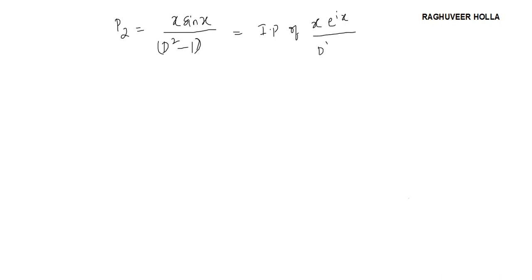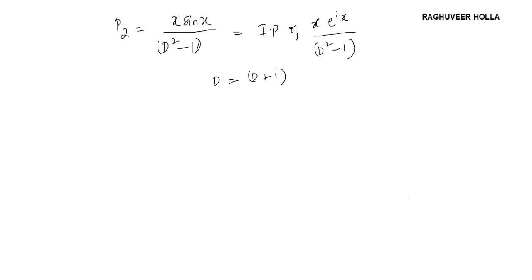Now let us find what P2 is here. So that is x sin x divided by D squared minus 1. Okay. Now again we have the integral part of x into e^(ix) here, divided by D squared minus 1. Now let us substitute D as D plus i.